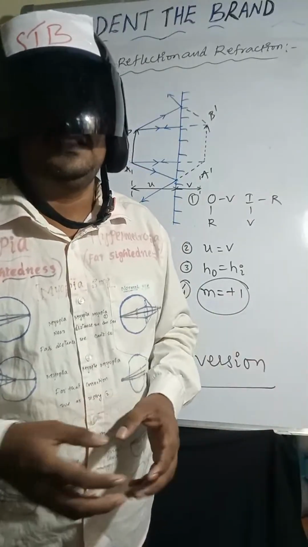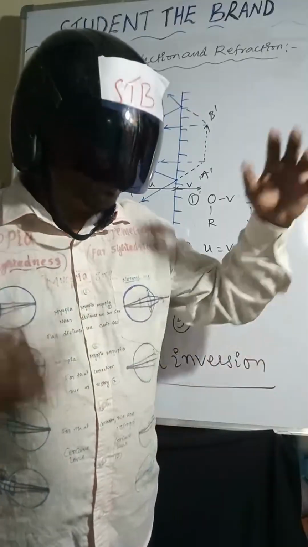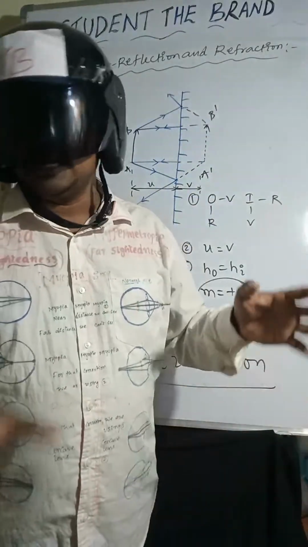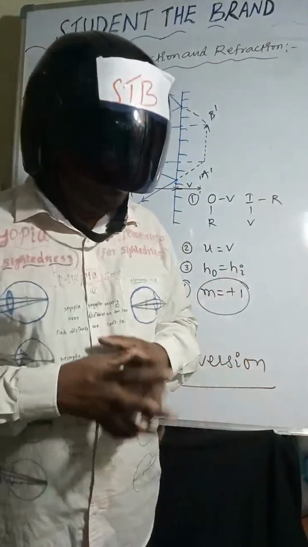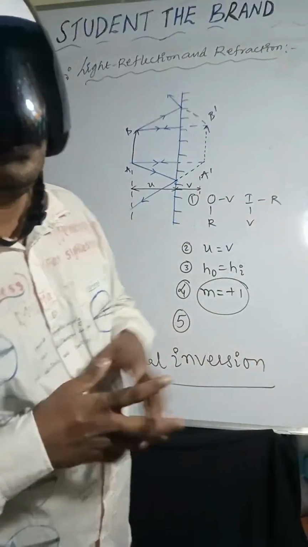Lateral inversion is nothing but the phenomenon of converting the right side of the object to appear as the left side of the image, and the left side of the object to appear as the right side of the image. This mirror image is called lateral inversion. I hope it is very clear.